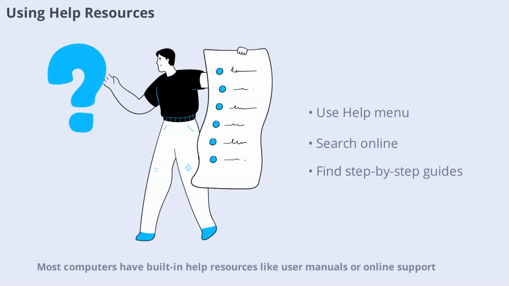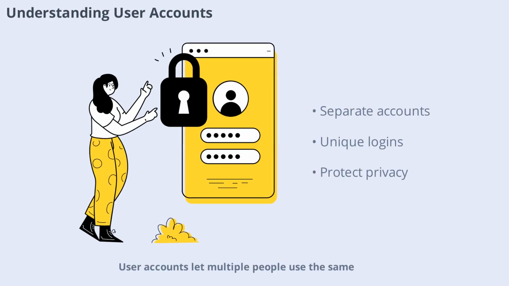Most computers have built-in help resources like user manuals or online support. Access these through the Help menu or by searching online. Help resources provide step-by-step instructions and solutions to common problems, making it easier to learn and solve issues on your own.